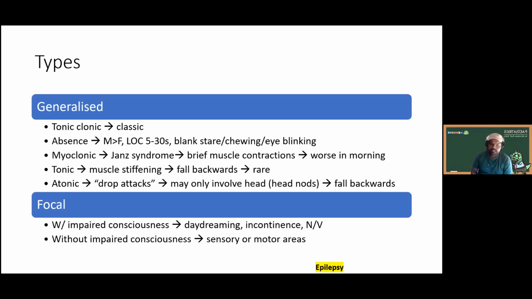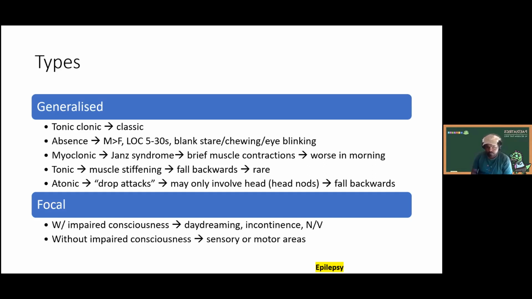In terms of absence seizures, it's generally seen in males more than females. There's this brief loss of consciousness, generally under 30 seconds, and they get this blank stare. So often in Monash questions, they say things like, you've got this younger child and they just briefly stare out of the window for a period of time and then just snap back into consciousness.